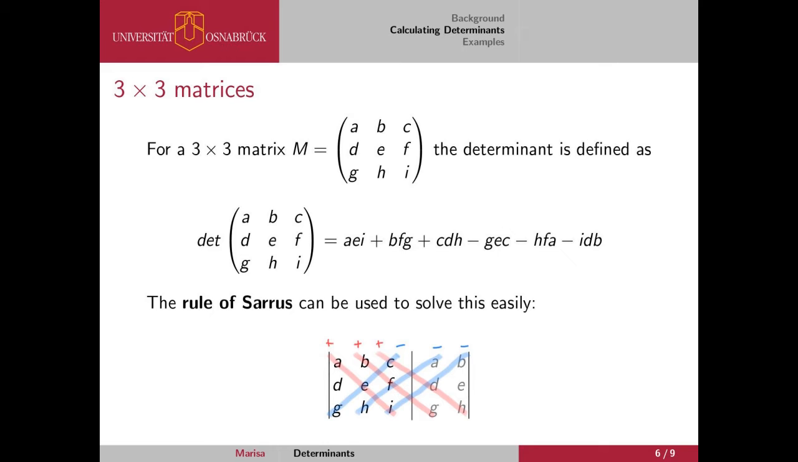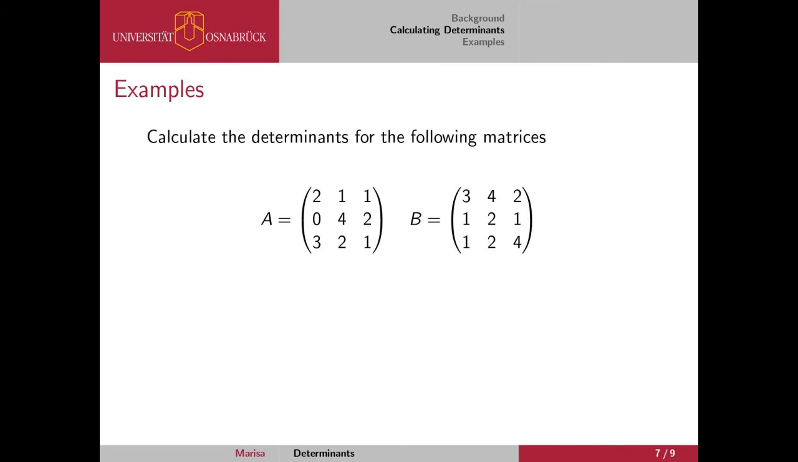So this is a really nice helper rule that easily gives you the solution for the 3 times 3 matrix. But let's look at some examples now and apply this in practice. Here you are given 2 matrices again, this time 3 times 3 matrices. You can use the rule from the previous slide to calculate their determinants now. And again, you can already think about whether the result tells you whether this matrix is invertible or not.